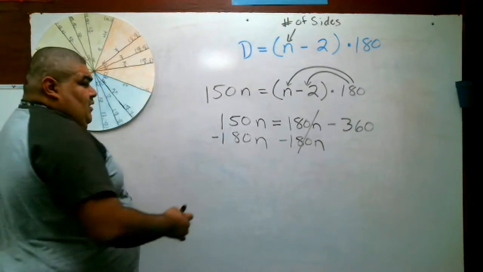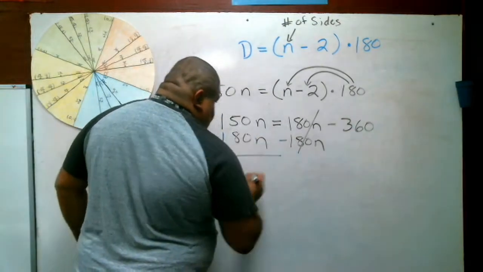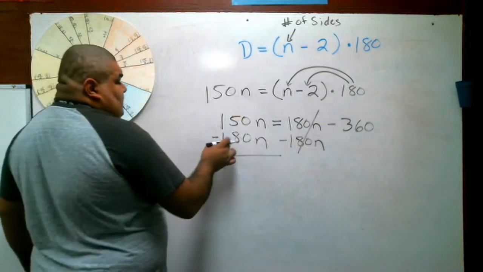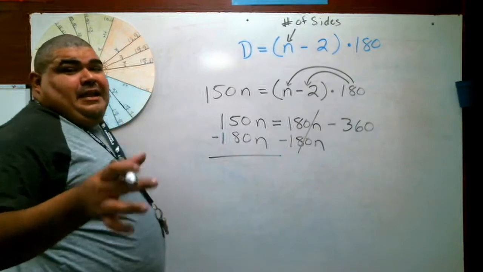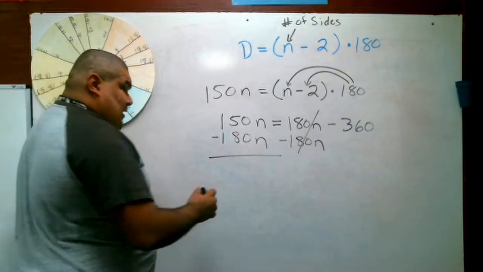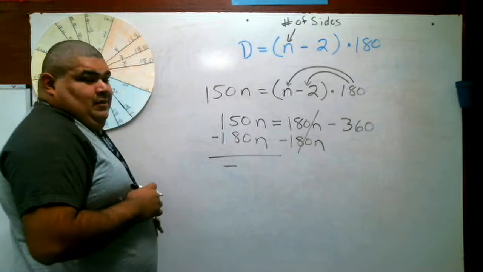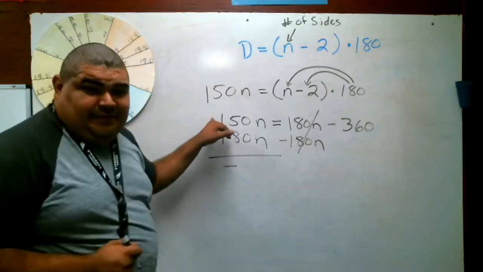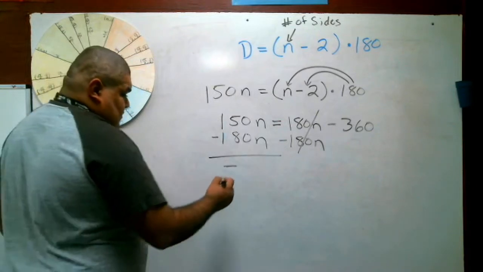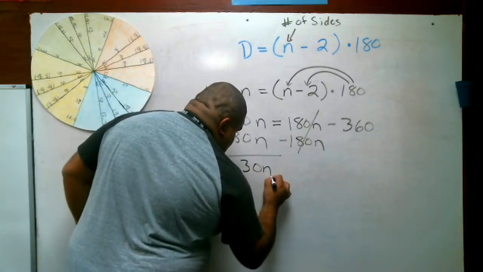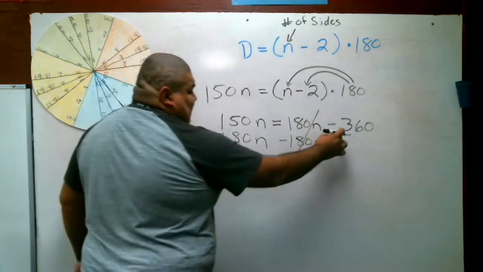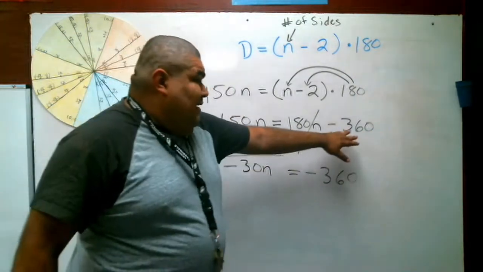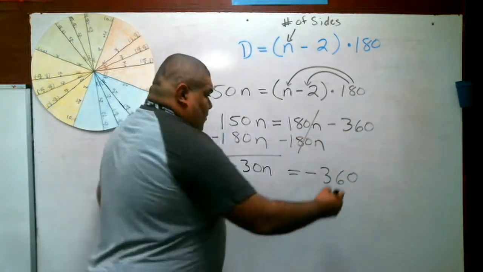180n cancels out. We're left with 150n minus 180n. Since the negative one is bigger, we keep our answer negative. Keep in mind, we're subtracting 150 from 180, and we're left with 30. So negative 30n equals negative 360, because remember, we left it on the other side. We brought it down.